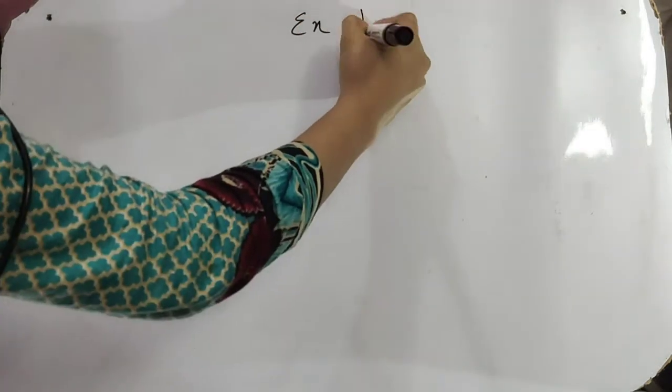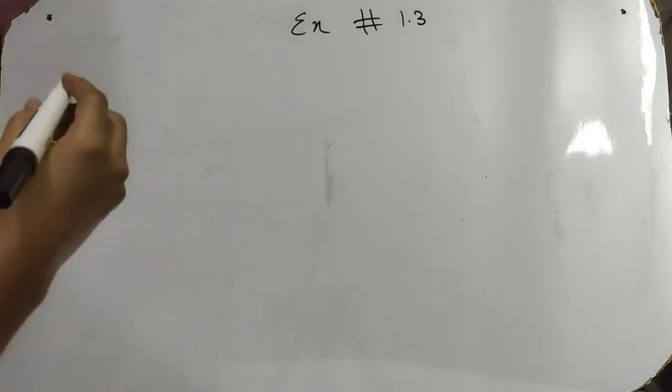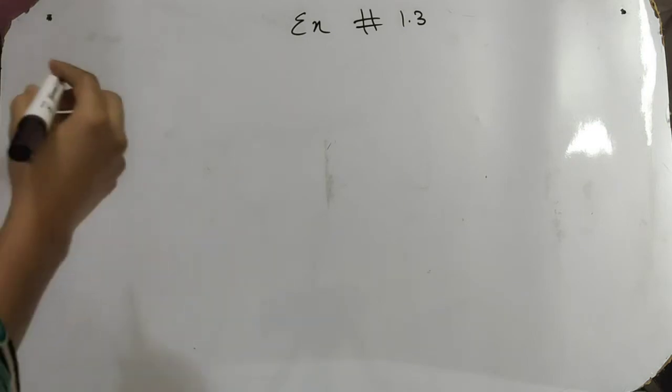In our last video, we solved exercise number 1.2. Now we will solve exercise number 1.3. For the solution of exercise number 1.3, we first learn some definitions. The first definition is addition of matrices.